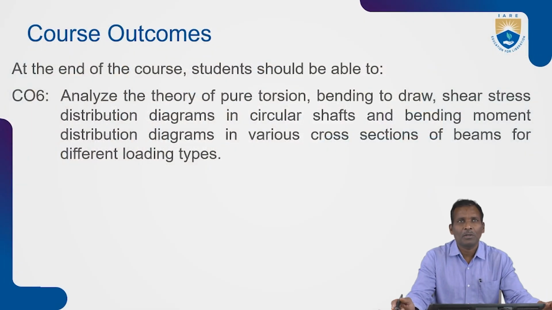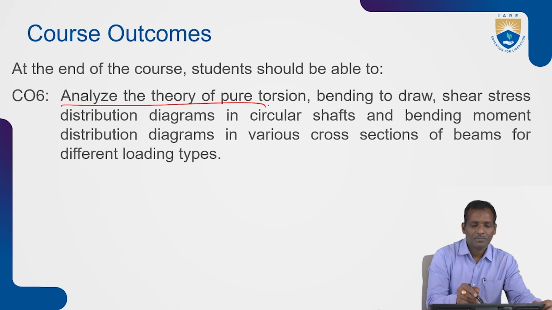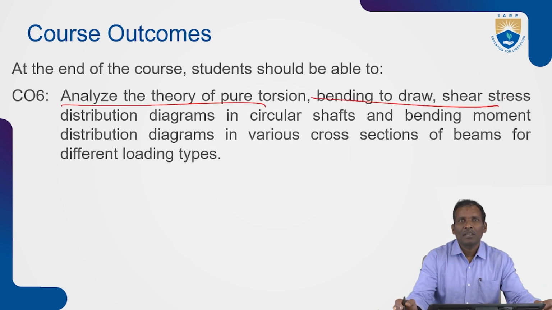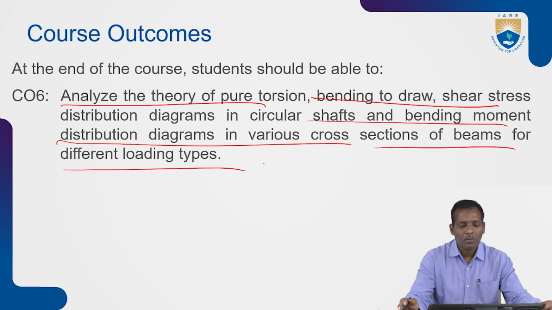First of all, you should know the course outcome, that is the topic outcome of this module. After completion of this module, the student should be able to analyze the theory of torsion and bending, to draw shear stress distribution diagrams in circular shafts and bending moment distribution diagrams in various cross sections of beams for different loading conditions.